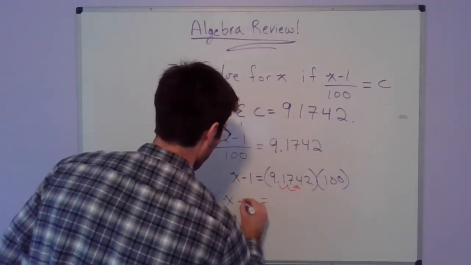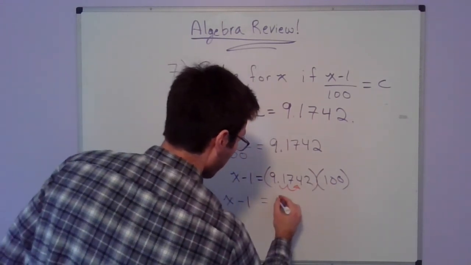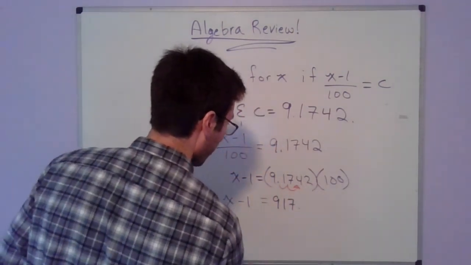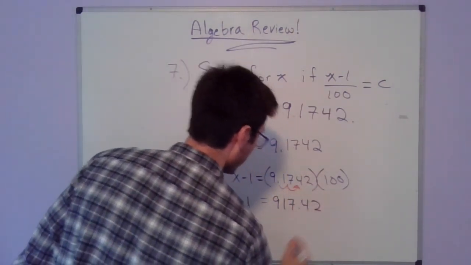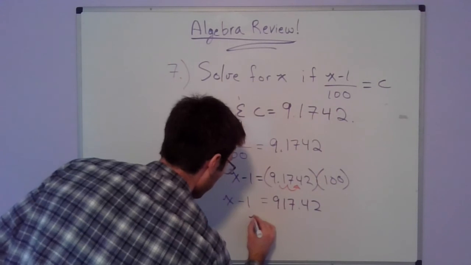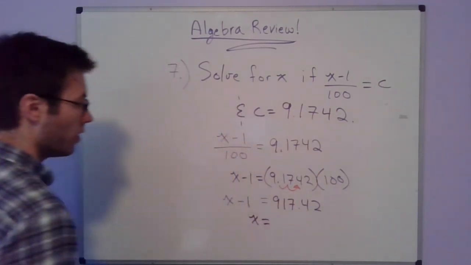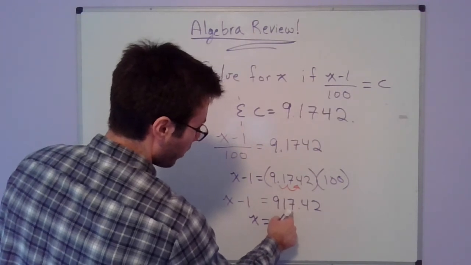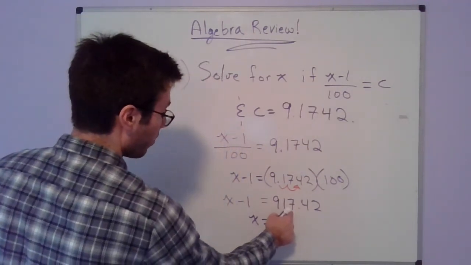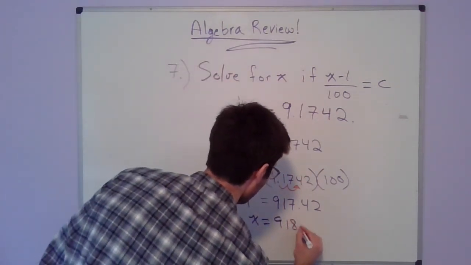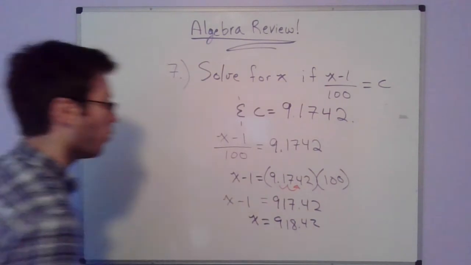So I get x minus 1, and then we have 917.42, because I'm multiplying it by 100. Now I just add 1 on both sides, so x equals, when I add 1 on this side over here, it just affects the 7, because it's the units digit, so that's now 918.42. I'm just adding 1 on both sides.